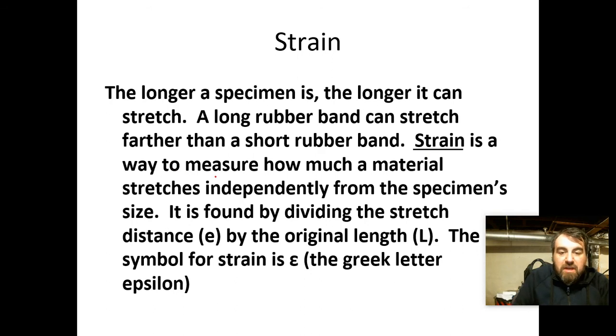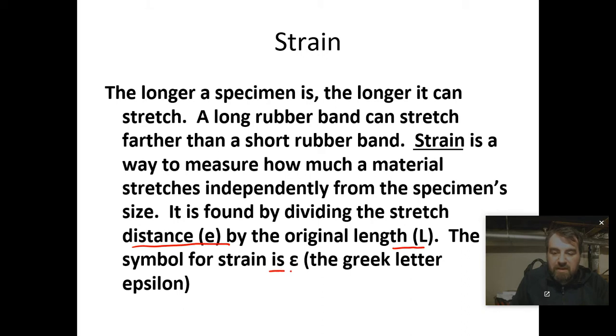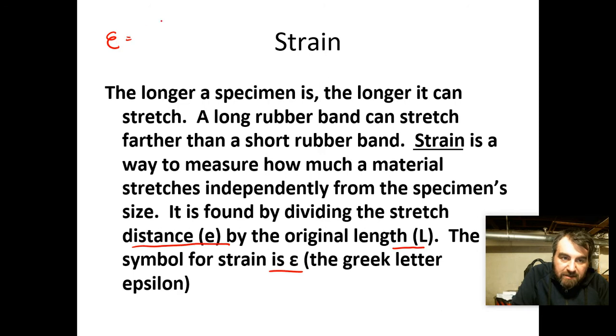Strain is a way to measure how much a material stretches independently from the specimen size. So this is another one where we're taking an amount and relating it to the particular specimen, but basing it on the material itself. It is found by dividing the stretch distance, E, by the original length, L. The symbol for strain is epsilon. So epsilon equals E over L. Okay? What do those mean?